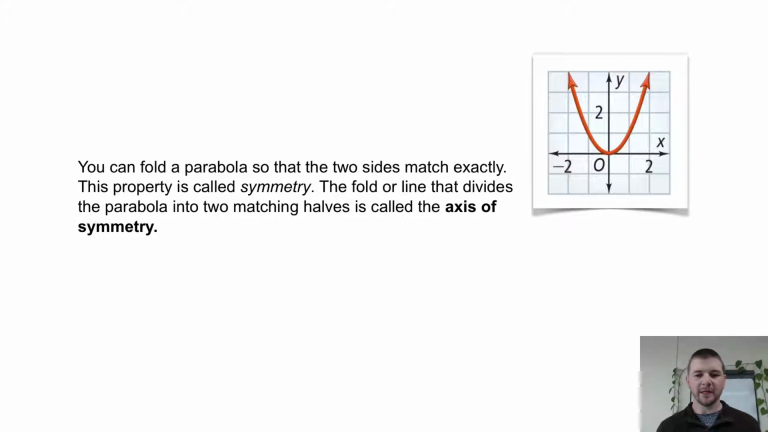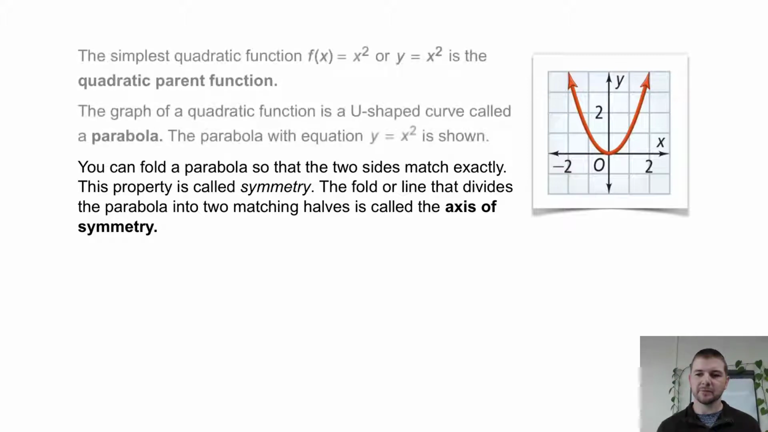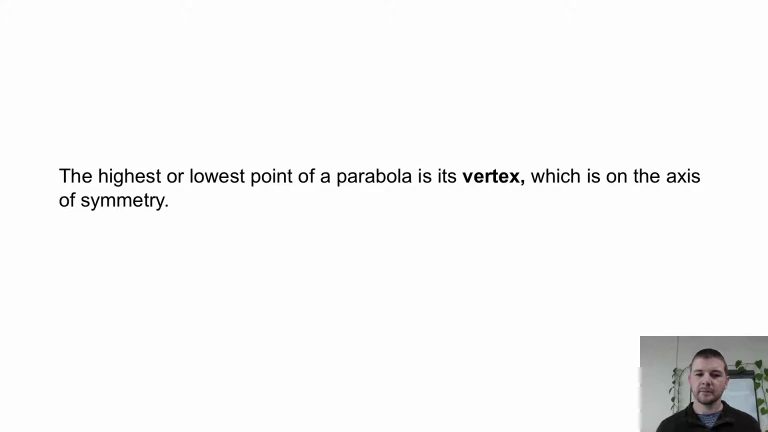You can fold a parabola so that the two sides match exactly. This property is called symmetry. The fold or line that divides a parabola into two matching halves is called the axis of symmetry. The highest or lowest point of a parabola is its vertex, which is on the axis of symmetry.